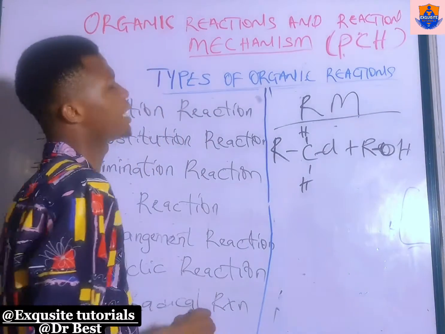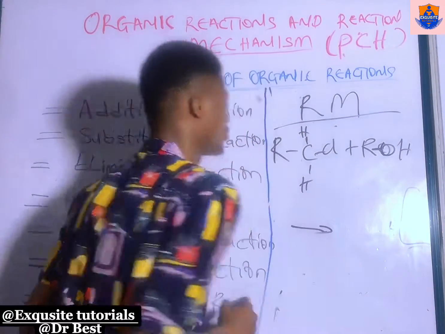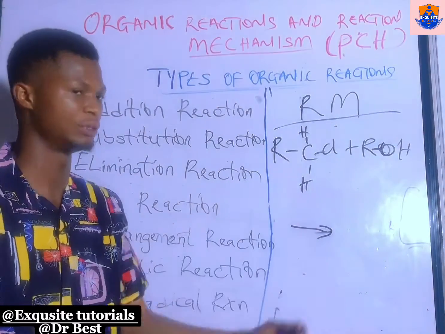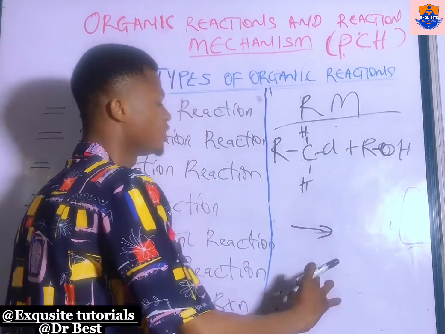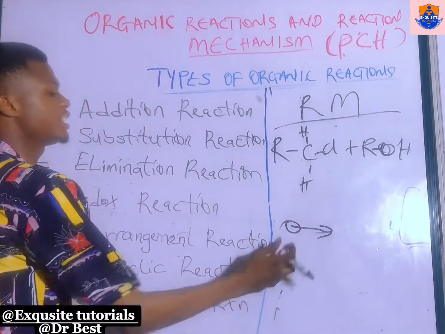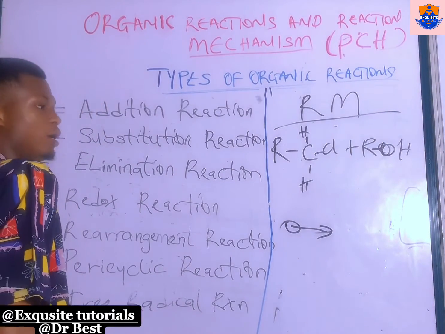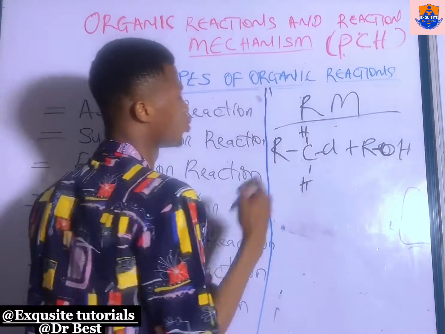Now, in reaction mechanisms, you use an arrow to indicate what happened. The arrowhead indicates the direction of the electron, which means where the electron is going to, while the arrow tail is the initial position of electrons, where the electrons were before. Now, let's proceed. In this reaction, this is what happened.